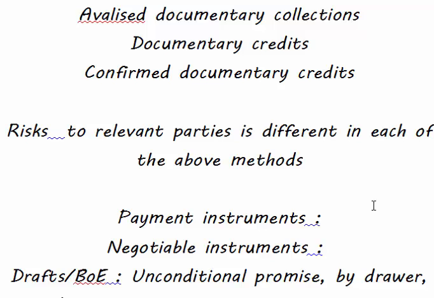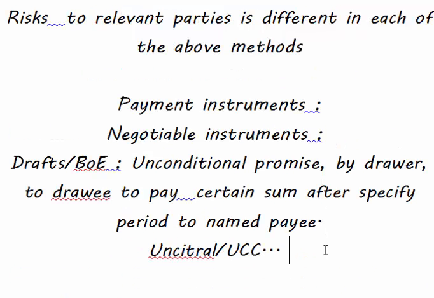These are the risks. In documentary credit, in documentary collection, avalization, there are various risks, and as per the risk ladder, the risk varies for each of these payment methods or payment terms. Now let us have a look at payment instruments. The buyer and seller will also have to decide whether there will be a payment instrument in addition to this payment term. Payment instruments could be negotiable instruments. Negotiable instruments could be drafts or bills of exchange.